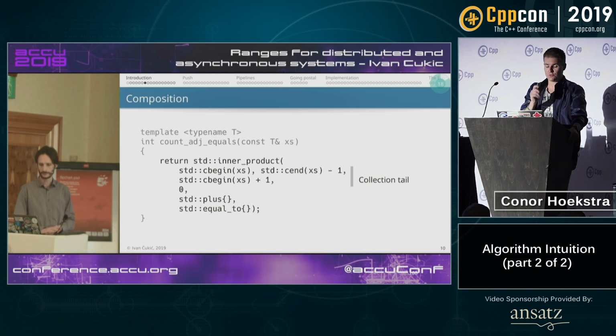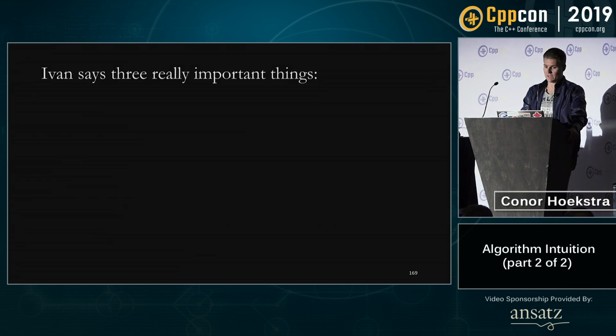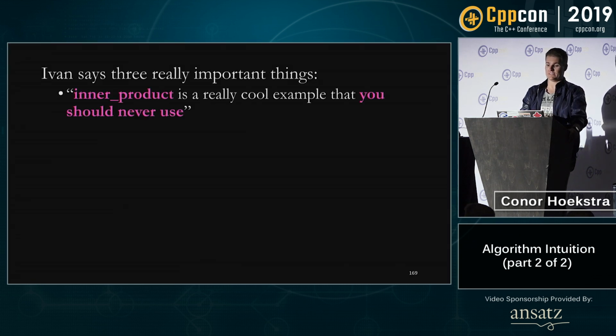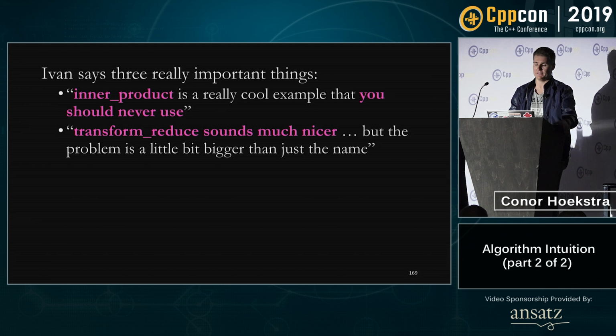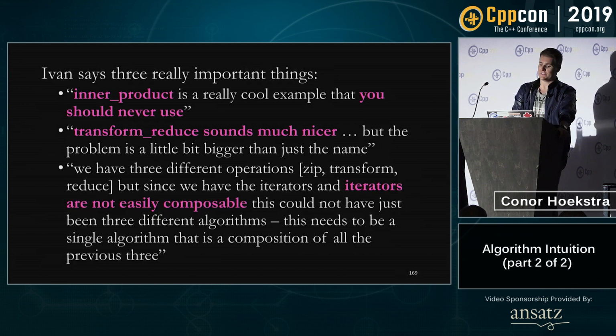But more so, there are three really important things that Ivan says here. The first one is that inner product is a really cool example that you should never use, because he's of the opinion that it's a very, very poorly named algorithm for most of the use cases where you're going to want to use this sort of zip transform reduce pattern. The second thing that he says is that transform reduce sounds much nicer, but the problem is bigger than that. And the third thing that he says, he says a lot, but the main point is that iterators are not easily composable. And as I've mentioned previously, this has been something that's coming up.